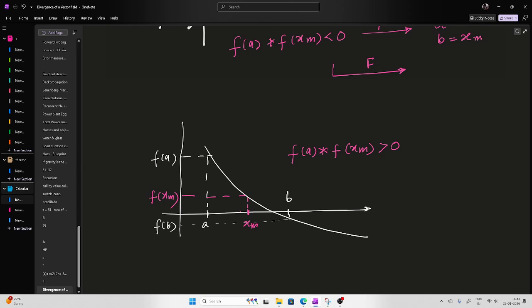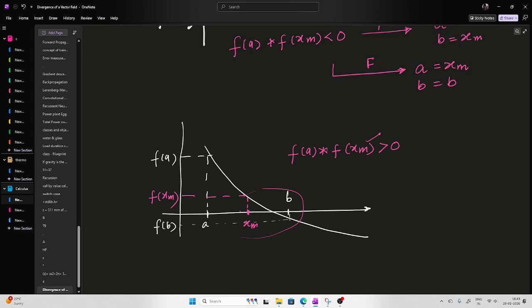So if that is the case, if this is not less than zero, if it comes out to be positive, then the root will be lying here. So your left limit will become xm and your right limit will remain as such.